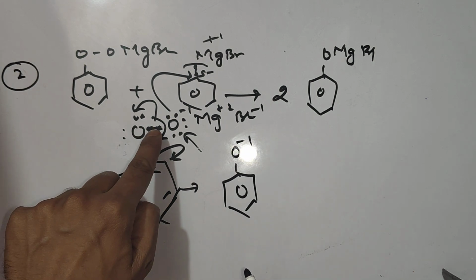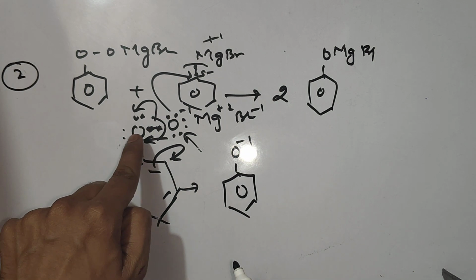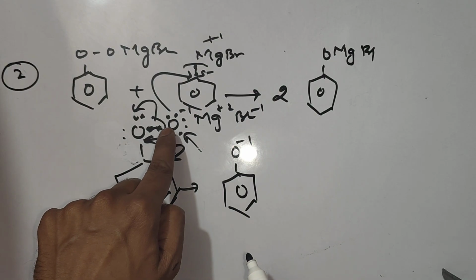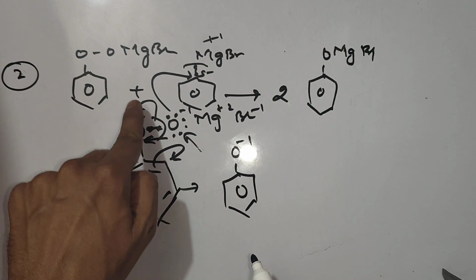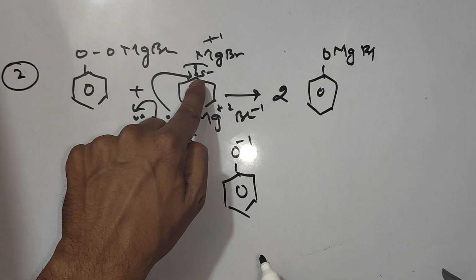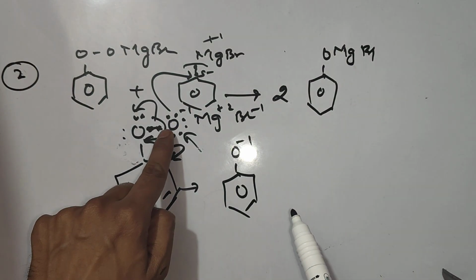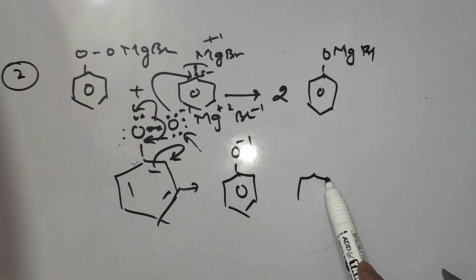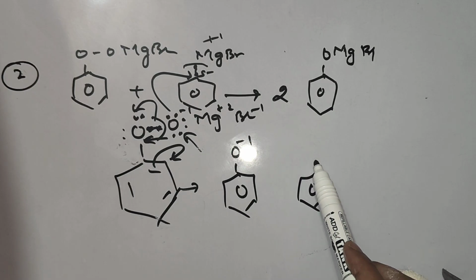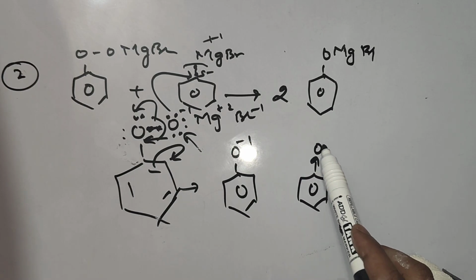negative, because when the bond breaks, electrons will completely shift toward this oxygen, and this oxygen with its vacant orbital will attack this carbon, and carbon will break its bond from magnesium. So between this oxygen and carbon, a dative bond is going to generate.